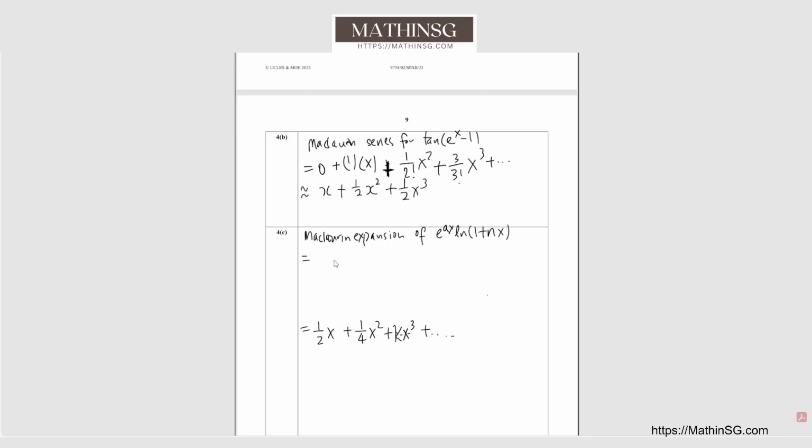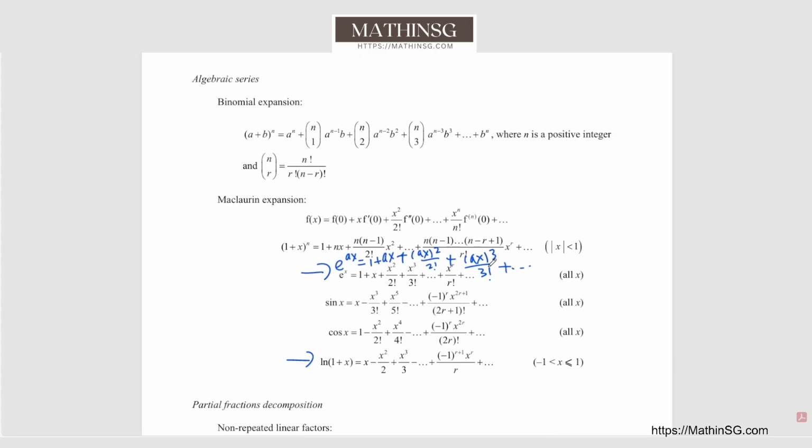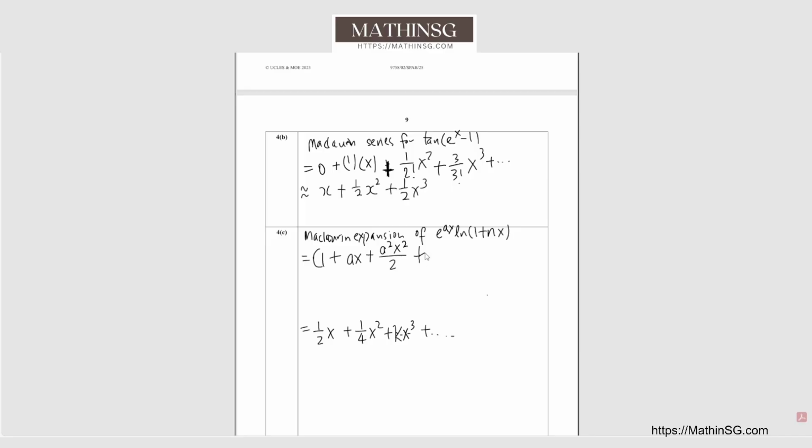So expand e to the power of ax, I'll have 1 plus ax plus ax whole thing squared, so it's a squared x squared over 2. Then I need to plus, what is the third term? a cubed x cubed over 3 factorial. 3 factorial is 6 if you use your calculator. So a cubed x cubed over 3 factorial, which is 6.